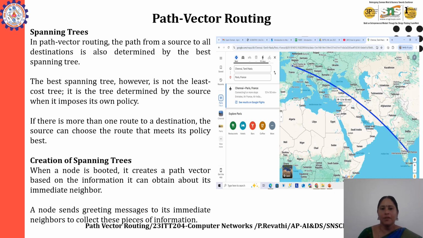For example, think of a delivery service that wants to avoid certain cities because of traffic or delays. Even if it adds a few extra miles, the delivery path they choose becomes their version of a policy based spanning tree.